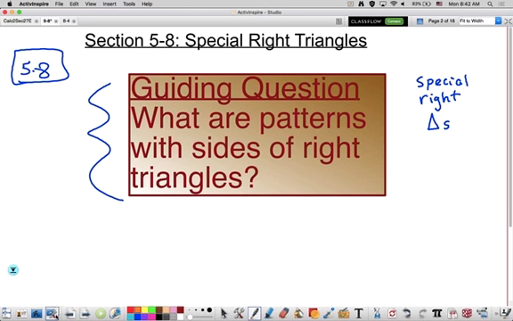Most important thing before we start today, if you have a right triangle, what's the most important rule that we know? It's 90 degrees, that's true. But what's the most important rule that we know for right triangles?